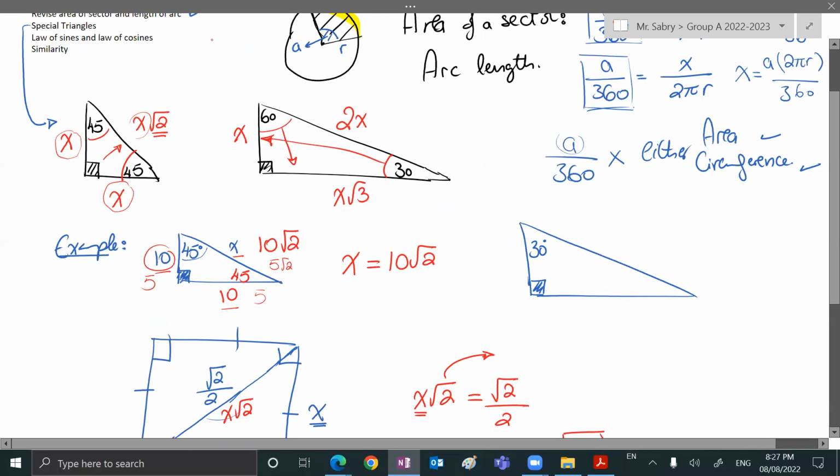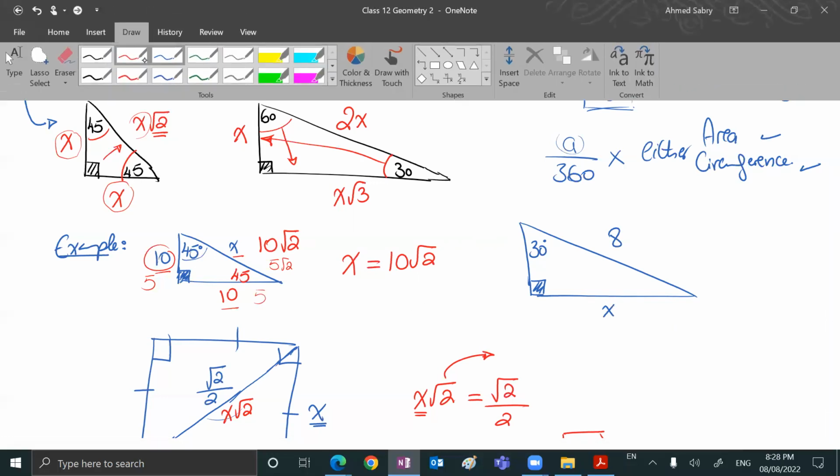So how can we see an example on this? Let's say you're given this triangle here. You're told that this angle is 30. You're also given that this side is equal to 8. You are asked to find the length of this side here. So how do we solve this?